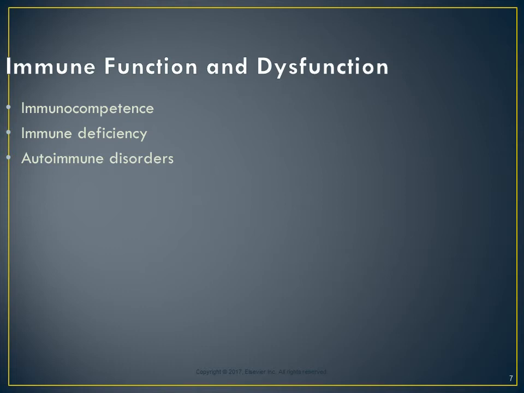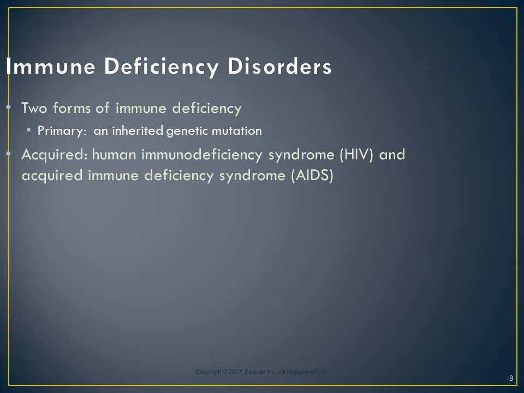In terms of immune function and dysfunction, immunocompetence means the body is able to set things in motion to protect itself. Immune deficiency would be the opposite of that, and autoimmune disorders are when the body attacks itself. Immune deficiency disorders are really of two forms. Primary would be something that you inherit, and it's a genetic mutation. Some of the primary ones are ALPS, CGD, CVID, and SCID, and can be seen further on page 217.